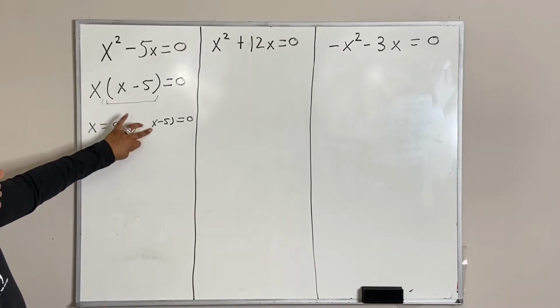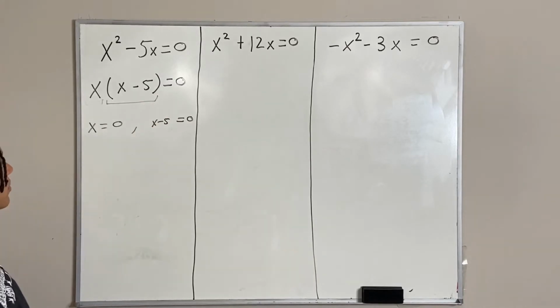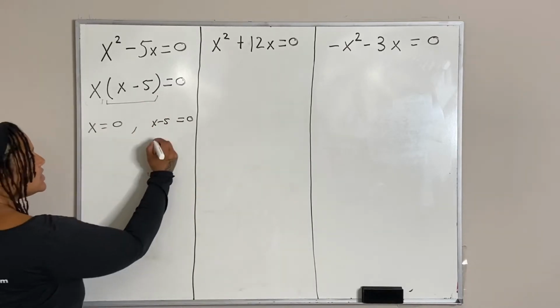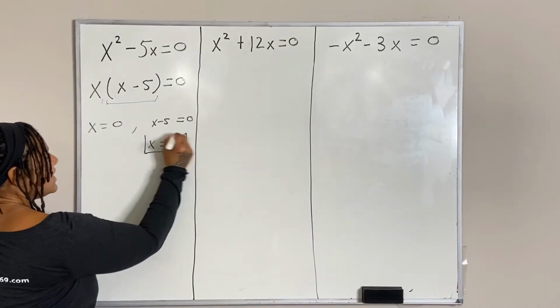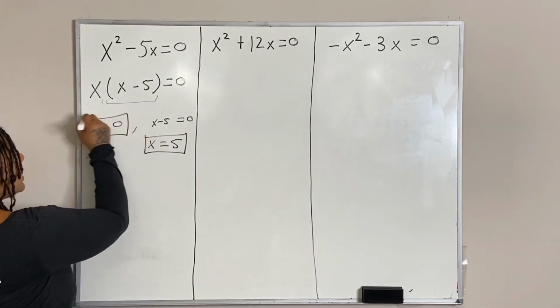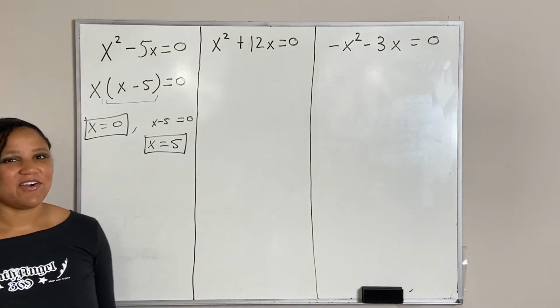Okay, so I'm just going to remove the parentheses. If we add 5 to both sides, we get x is equal to 5. And so we solve for x by factoring. Okay, so let us look at our second problem.